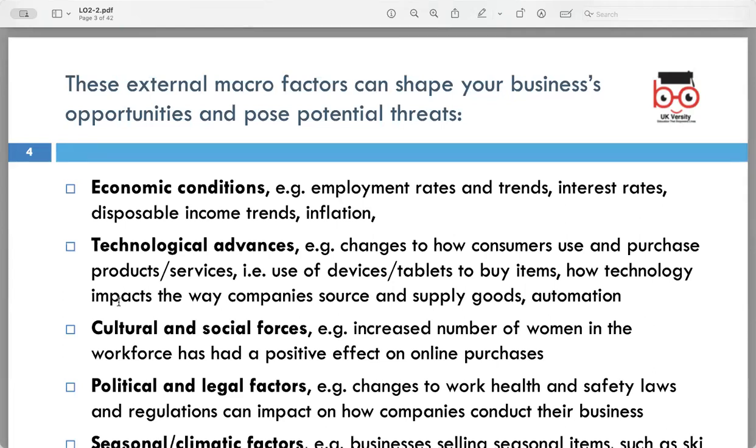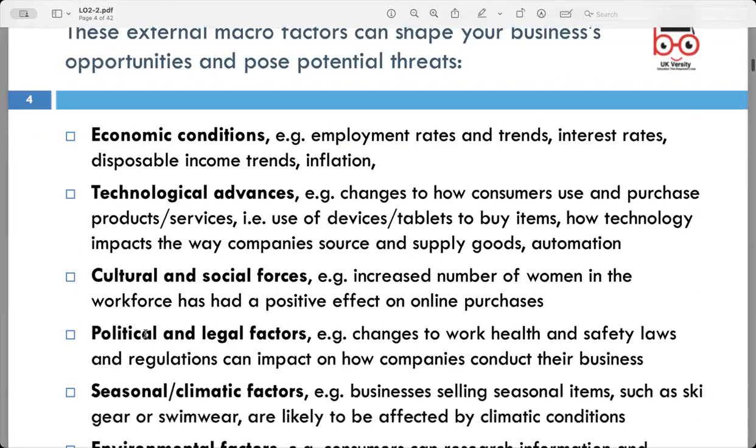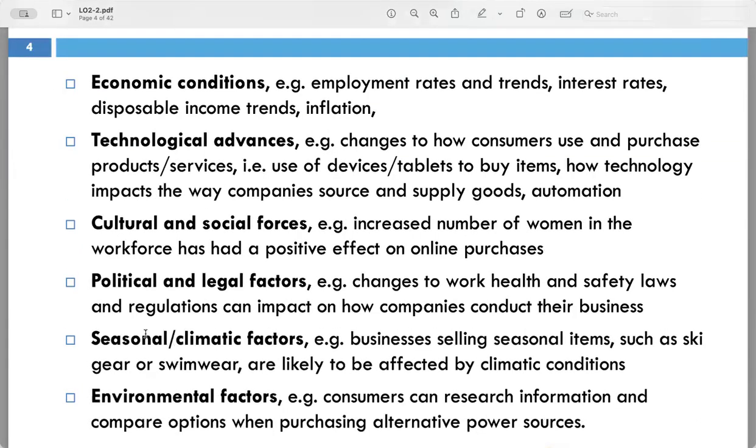The presence of cultural and social elements, such as the rise in the number of women in the workforce, has resulted in a favorable impact on the act of purchasing items online. The way in which companies conduct their businesses can be influenced by a variety of circumstances, including political and legal considerations, such as modification to work health and safety laws and regulations.